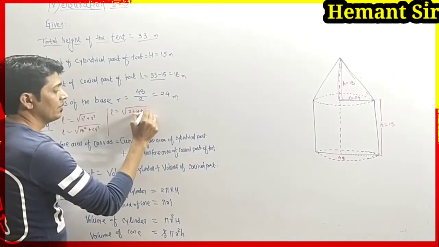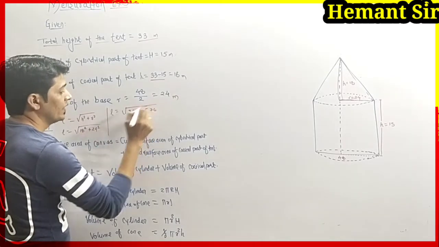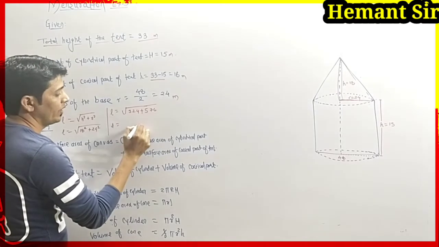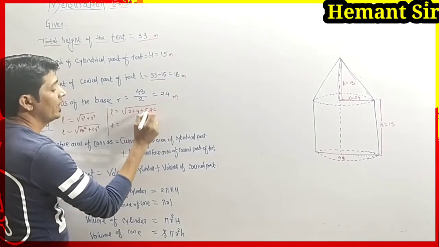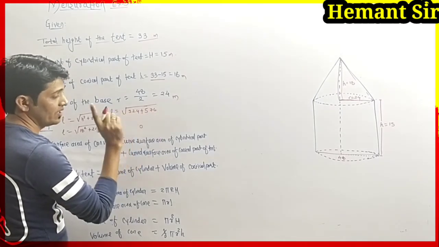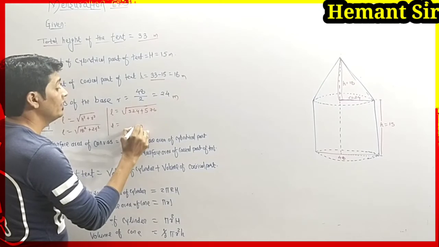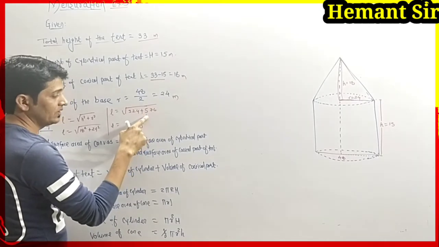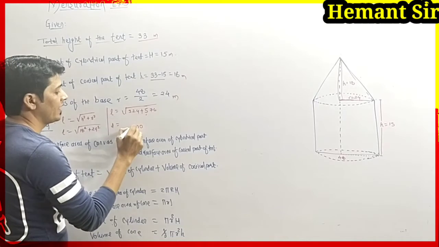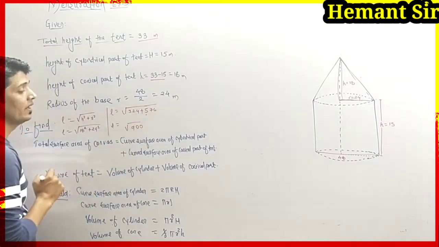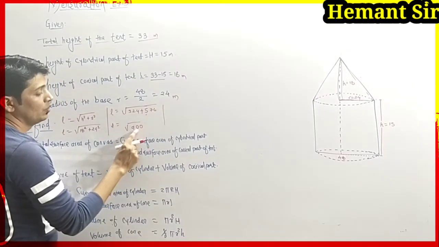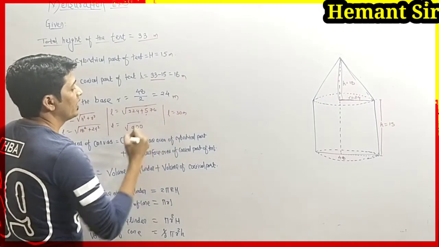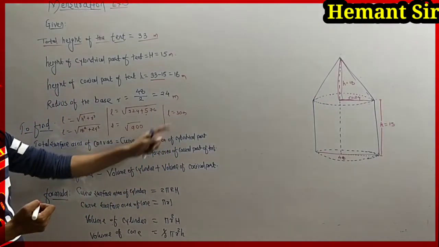When you add 324 and 576: 6 plus 4 is 10, write 0 and carry 1. 7 plus 1 is 8, 8 plus 2 is again 10, write 0 and carry 1. 5 plus 1 is 6, 6 plus 3 is 9. So it is root 900, and root 900 is 30. Therefore l equals 30 meter. So we have the slant height also.